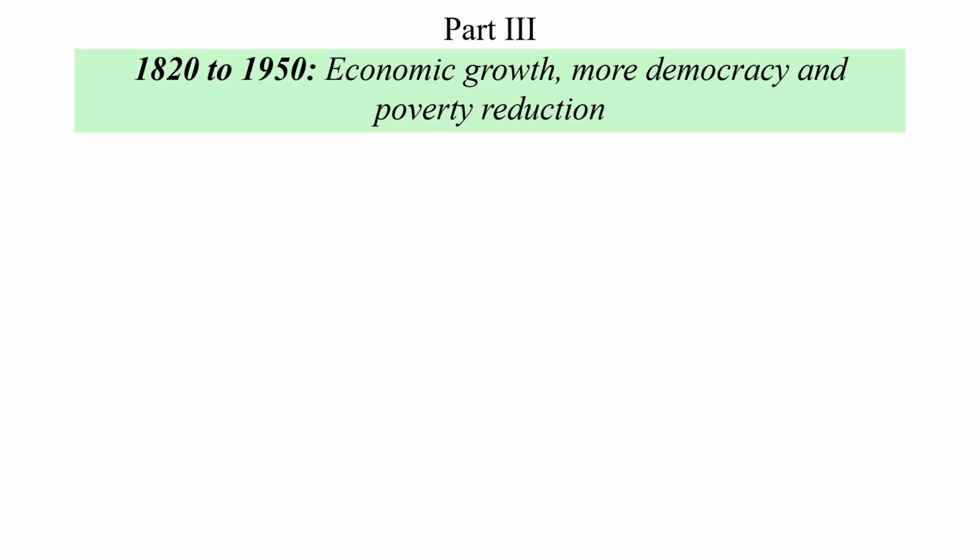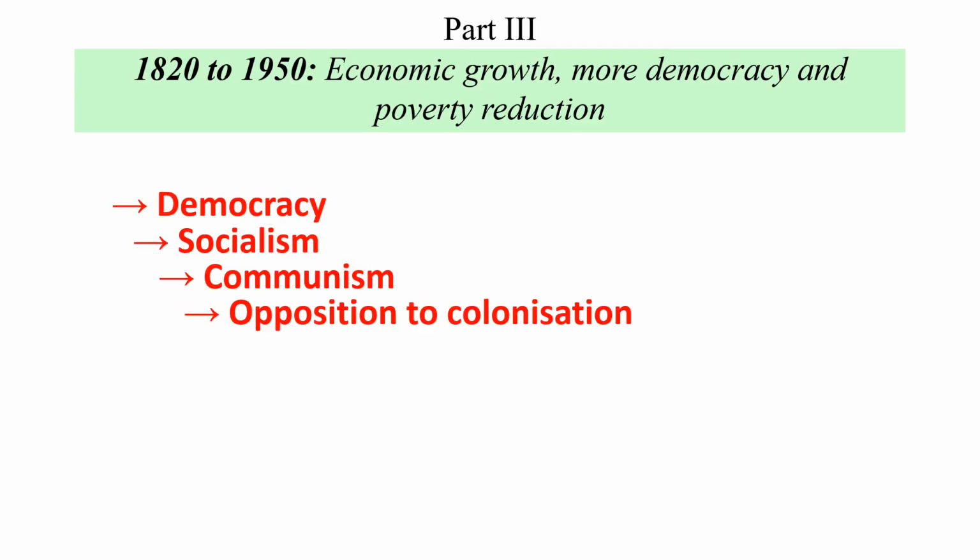1820 to 1950: economic growth, more democracy, and poverty reduction. This period saw lots of political change, much of it aimed at spreading the benefits of industrialization more widely across society and limiting economic exploitation by small elites. Democracy, socialism, communism, and opposition to colonization all became important concepts in the political debates.